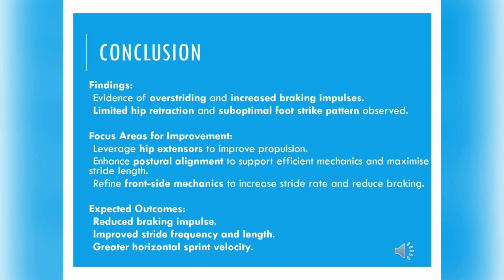To address these issues, the athlete should focus on optimizing postural alignment to enhance stride length by leveraging their hip extensors to improve propulsion and refining front side mechanics to increase stride rate and reduce braking. Together, these adjustments are expected to decrease braking impulse, improve stride frequency and length, and ultimately enhance horizontal sprint velocity.